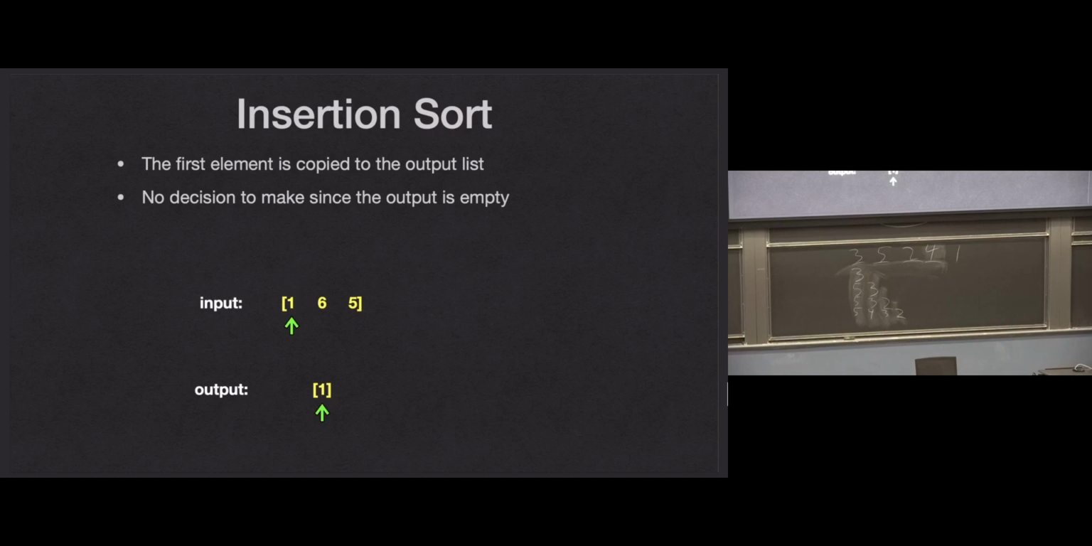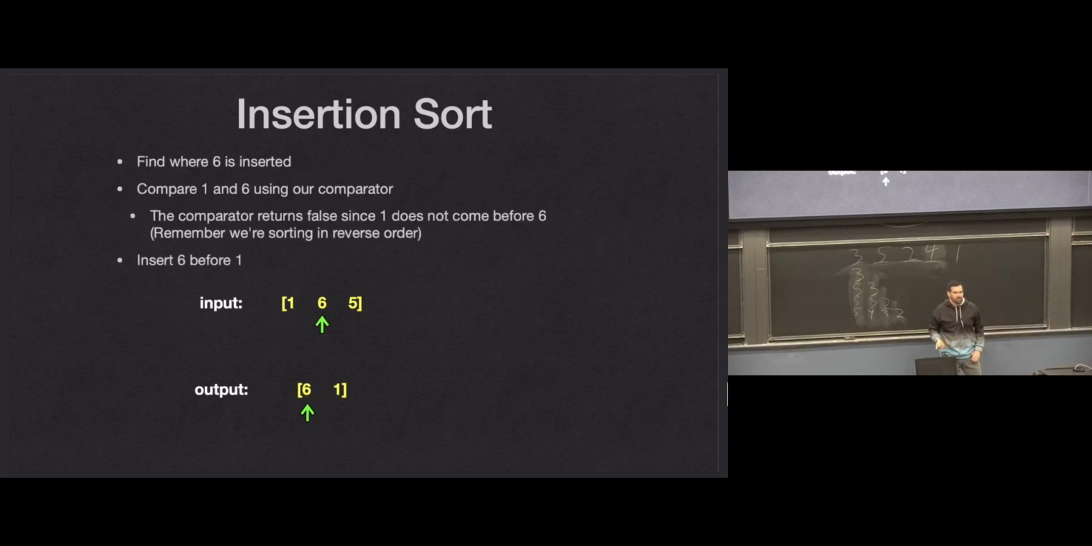Okay, so for the first one, there's no decision to make. The first element in the input is just going to be copied to the output in index 0. There's no other choice. There's no other place for it to go. We have an empty data structure, and we're adding the first element to it. It's just the only element. Easy day.